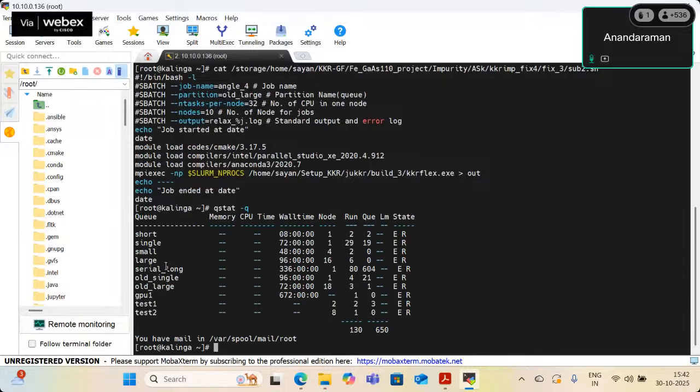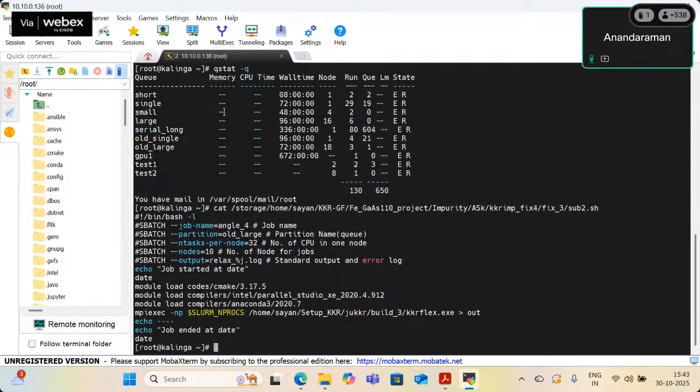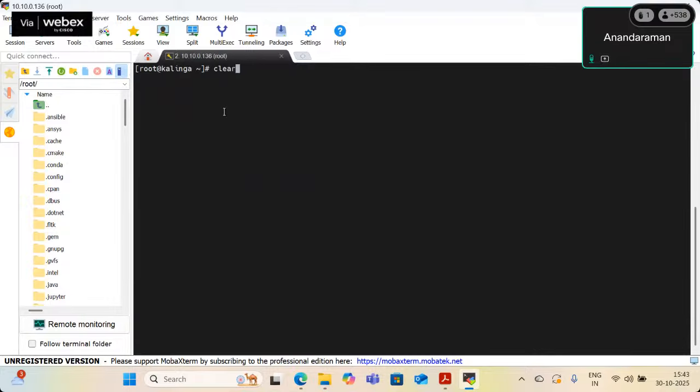Okay, if you submit in the short queue it will run for 8 hours. If you submit in the single queue it will run for 72 hours. For each queue, what is the minimum node, what is the maximum node, all these things we can define. Based on that they will select the queue.